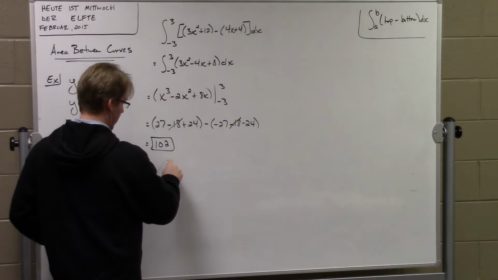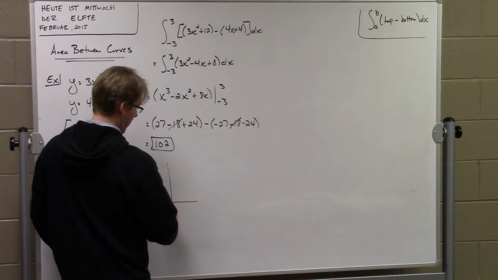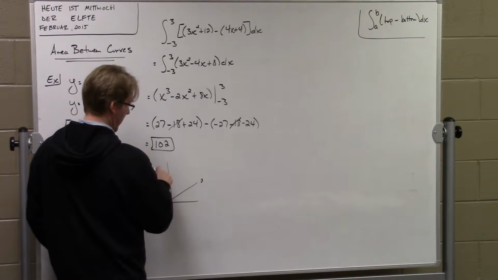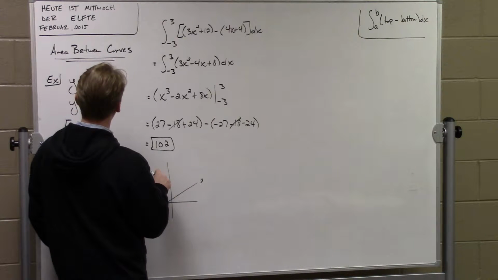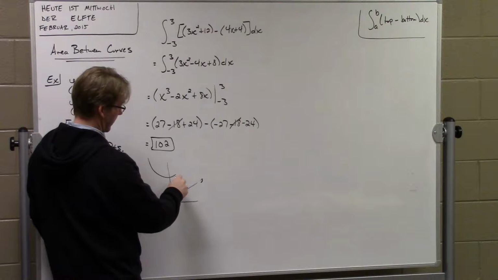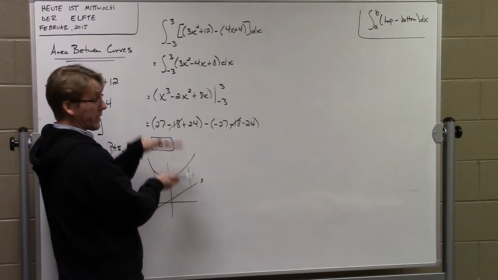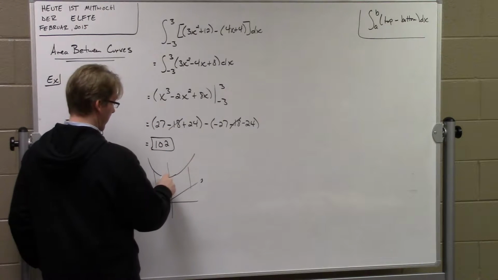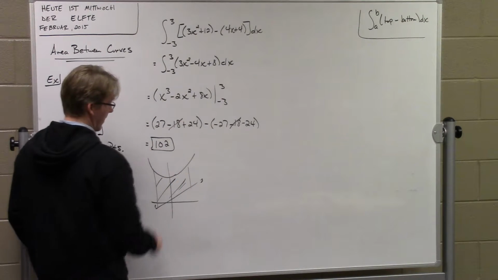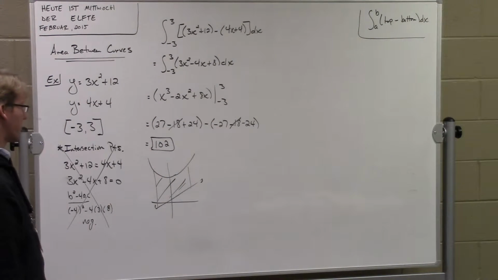Graphically speaking, this is crude, but I think you've got the line doing this, and the parabola doing this, a little bit higher. Well, not to scale, the parabola doing this, and then you're going from negative 3 to 3. This is a really, really big scale, by the way. So you're calculating all this area in here, which is 102 units.